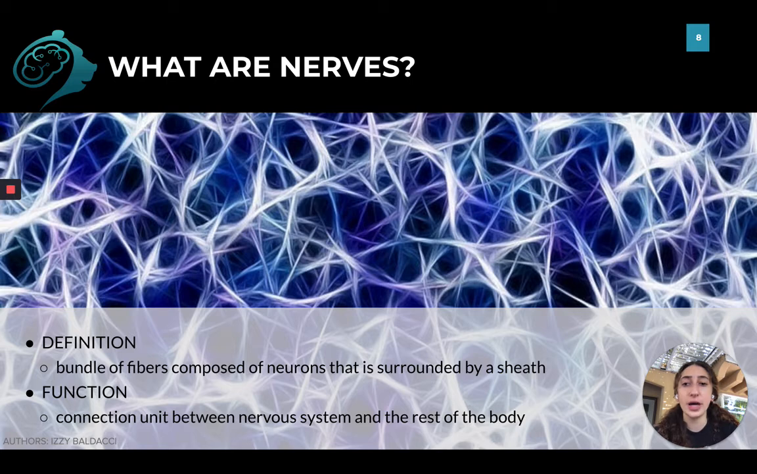Before we go any further, I would like to take a second to define what nerves are. Nerves compose many aspects of the peripheral nervous system as well as communicating between the peripheral and central nervous system. So we can define them as a bundle of fibers that are composed of neurons and surrounded by a sheath. And again, the function is a connection unit. So similar to how the spinal cord is a connection unit for the brain and the body, the nerves are a connection unit between the peripheral nervous system and the body as well.